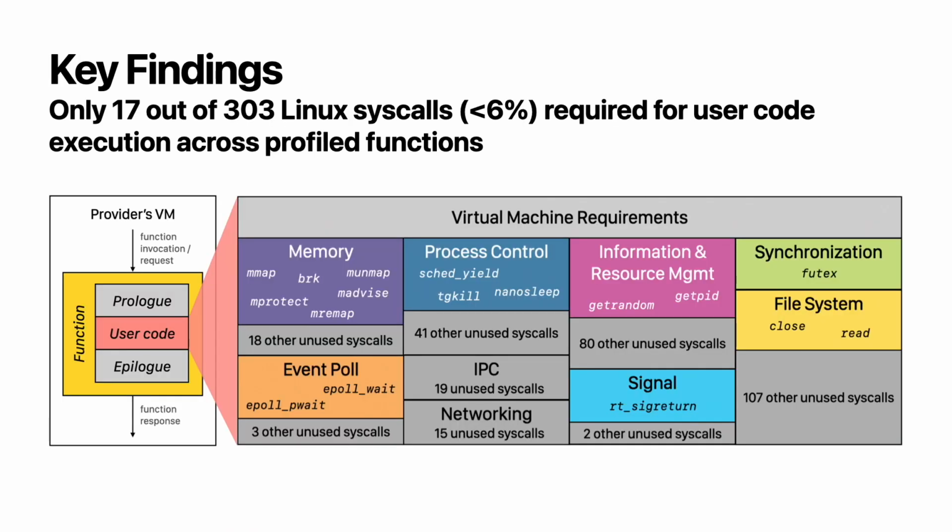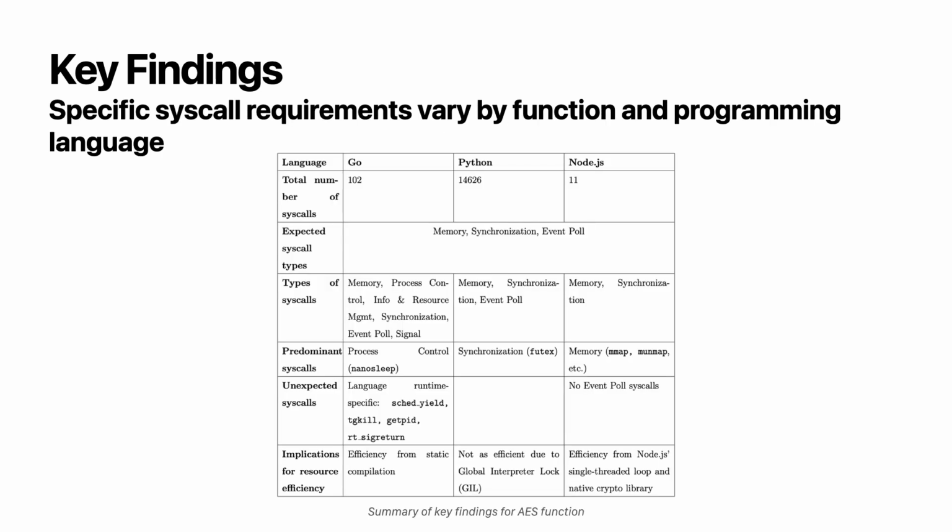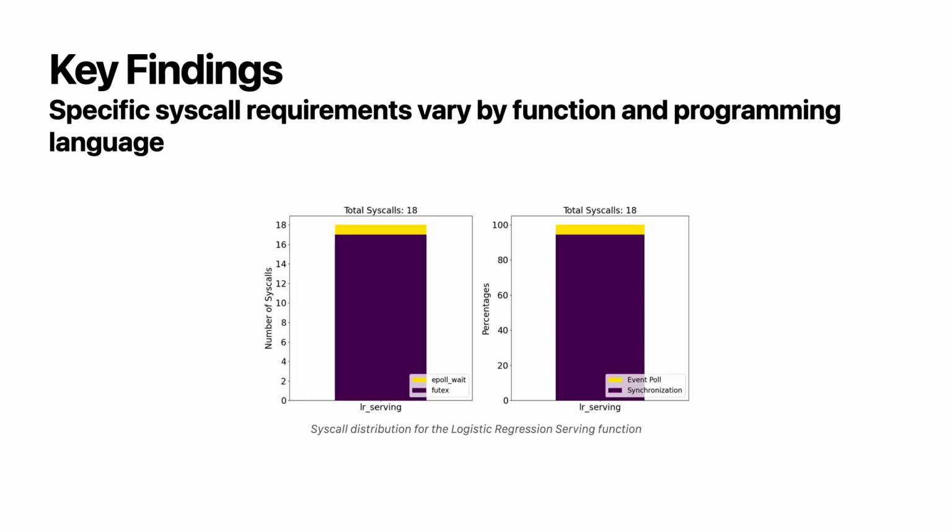The analysis yielded valuable insights into their resource utilization and syscall behavior. Only 17 out of 303, or less than 6% of total Linux syscalls were required for the user code of the profiled functions. For example, the AES encryption function in Node.js required only memory management and synchronization syscalls, while the logistic regression serving function solely relied on event polling and synchronization calls. The payment service function, on the other hand, demonstrated the capability to execute without any system calls.